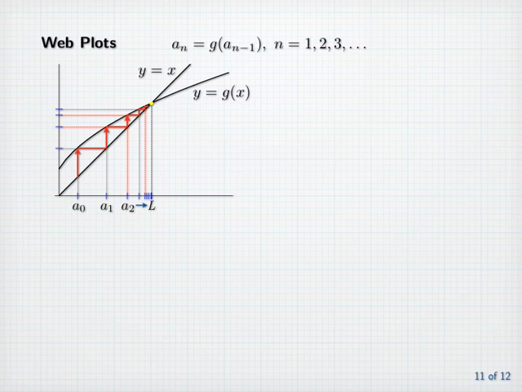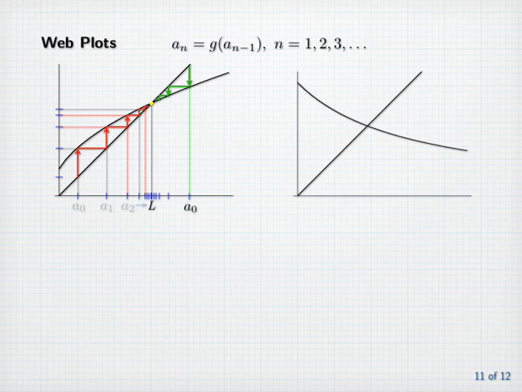Now suppose that we started with an A0 that's to the right of the point of intersection of the graphs. Then we'd begin the web plot by drawing a vertical segment from the line y equals x down to the graph of g, then moving over to the graph of y equals x, and then down to the graph of g again, and so on, and it becomes clear that with this value of A0, the sequence also converges monotonically to that same limit.